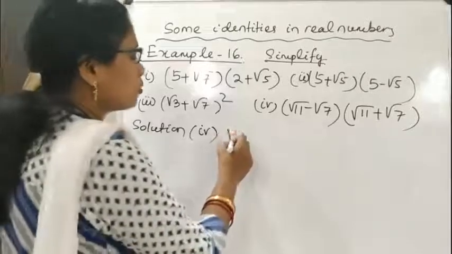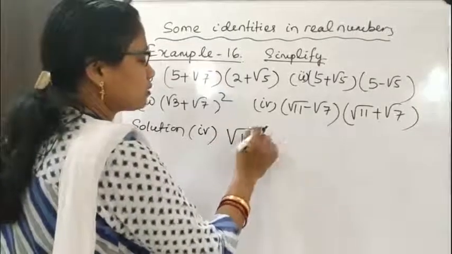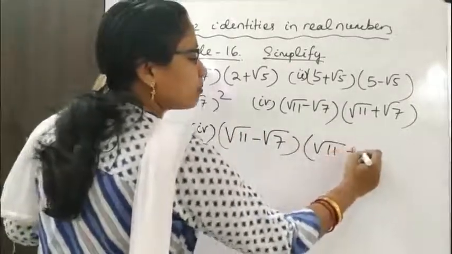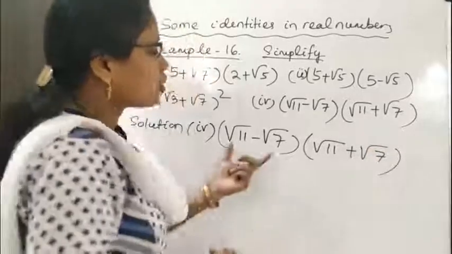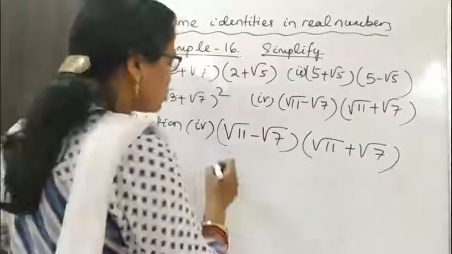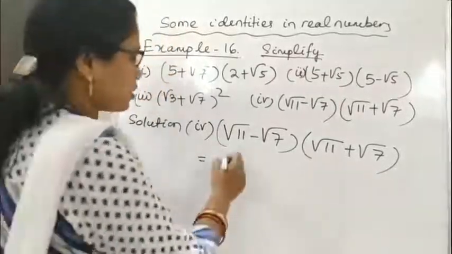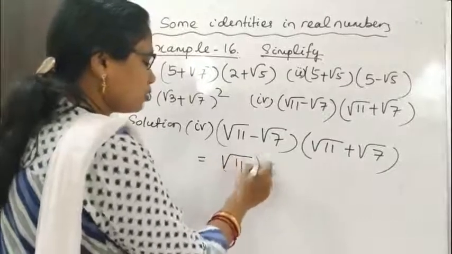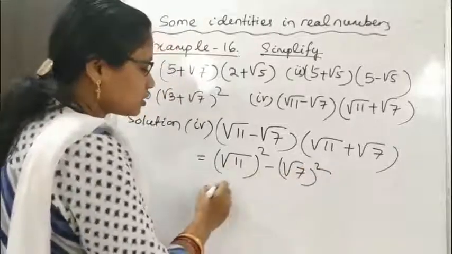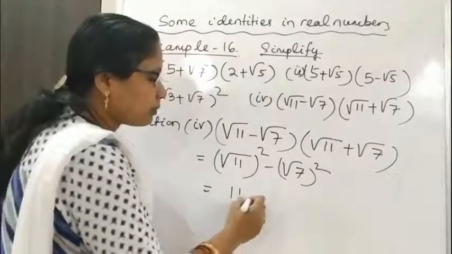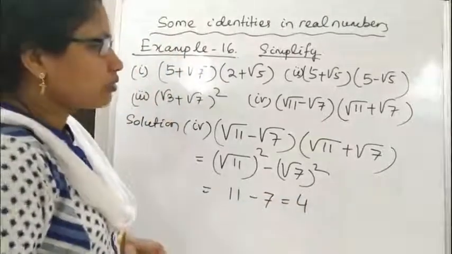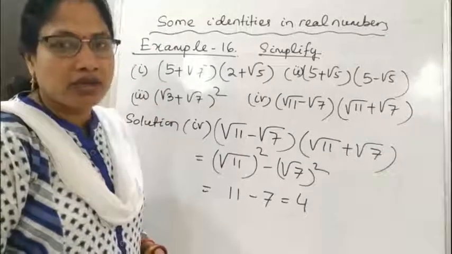Next, root over 11 minus root over 7 multiplied with root over 11 plus root over 7. Here also we can use the identity a minus b multiplied with a plus b, so this is equal to a square minus b square. So root 11 square minus root 7 whole square. So this is equal to 11 minus 7. So answer is 4. So in this way we can use the identities on real numbers.